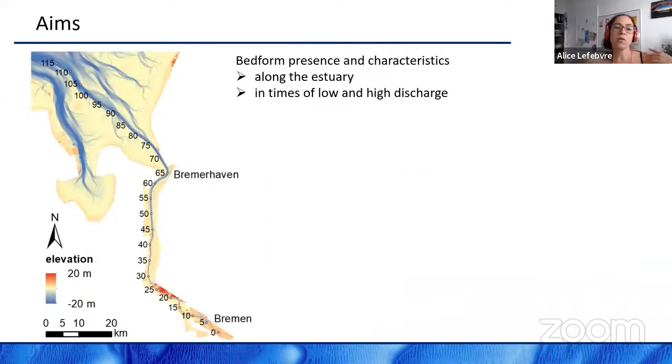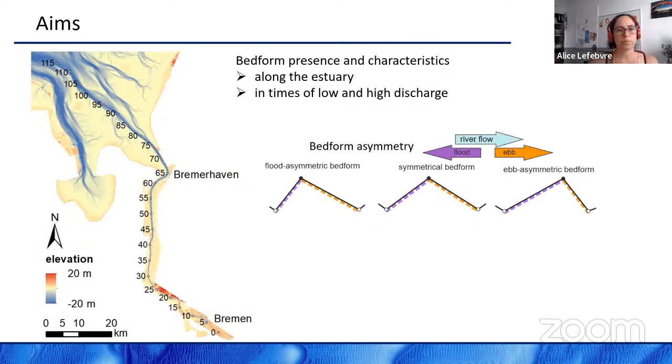So as I said, we kind of knew there were dunes. However, we didn't know exactly the bedform presence and characteristics along the estuary. And we also didn't know if there were differences in times of high and low discharge. So we wanted to look at that.